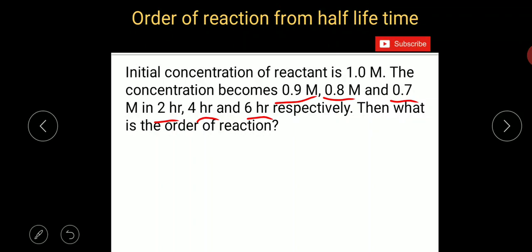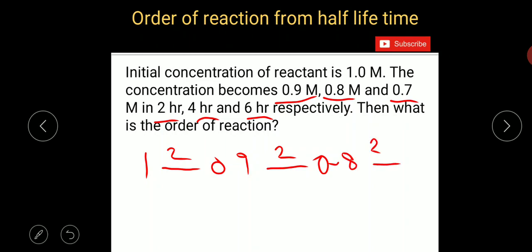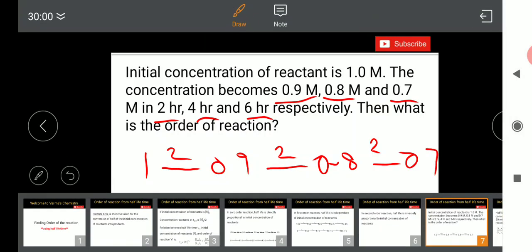So what is the initial concentration? 1 molar. Now after 2 hours, how much? 0.9. After one more 2 hours, meaning total after 4 hours, 2 hours here, 2 hours here, it is 0.8. After one more 2 hours, it has become 0.7.